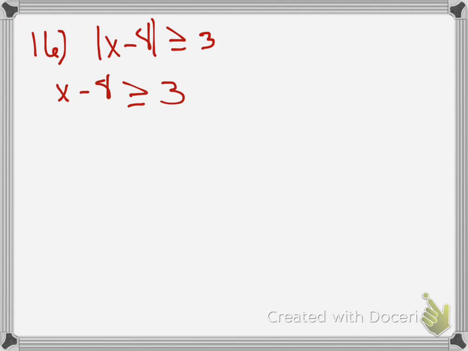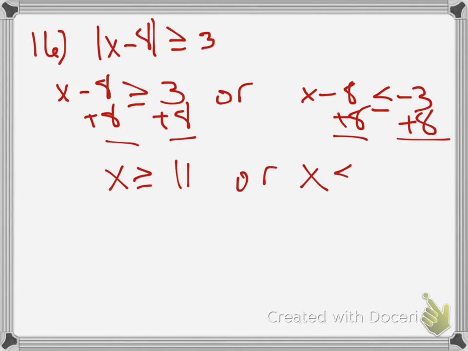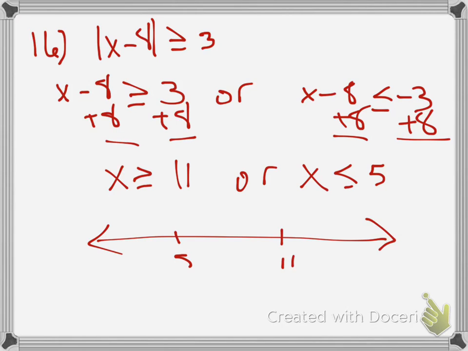Number 16. Absolute value of x minus 8 greater than or equal to 3. So again, x minus 8 greater than or equal to 3, or x minus 8 less than or equal to negative 3. Add 8 to both sides. You get x greater than or equal to 11 or x less than or equal to 5. So again, here's 5. Notice that the smaller number is always on the left, the bigger number is always on the right. Close dot, shade to the left, close dot, shade to the right.